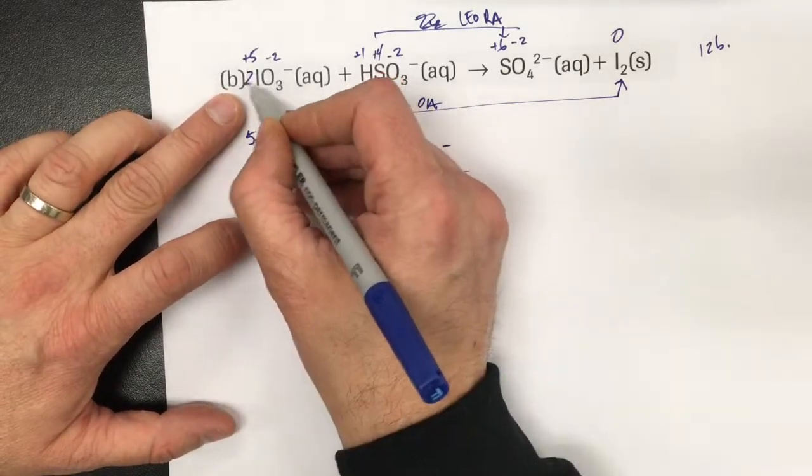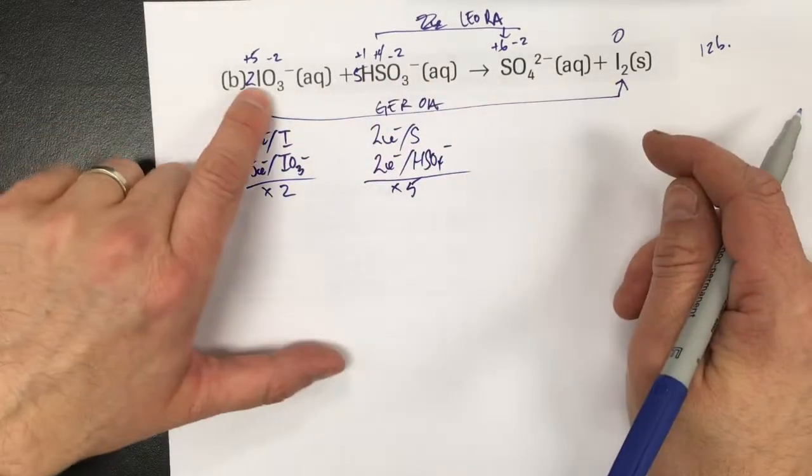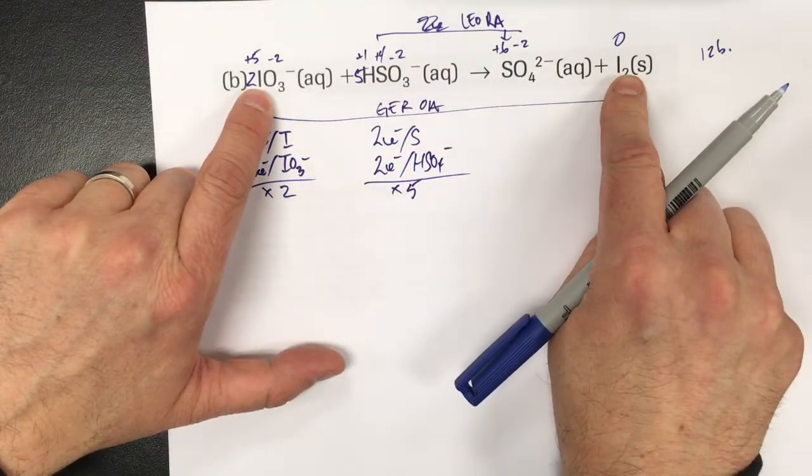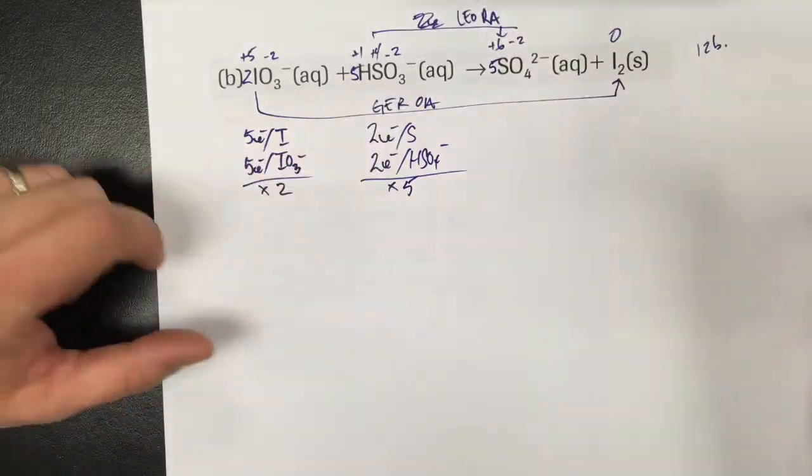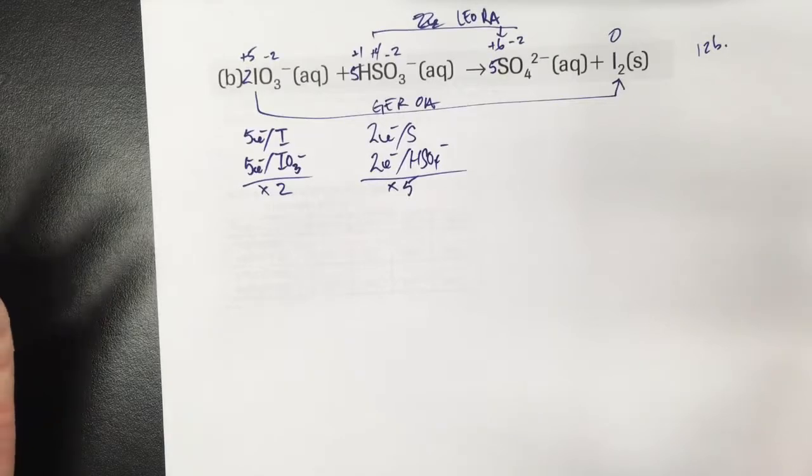So I need to have 2 of these, 5 of these. If I have 2 iodines and 2 iodines, that's already balanced. If I've got 5 sulfurs, I need 5 of these. At this point, the electrons, iodines, and sulfurs are balanced.